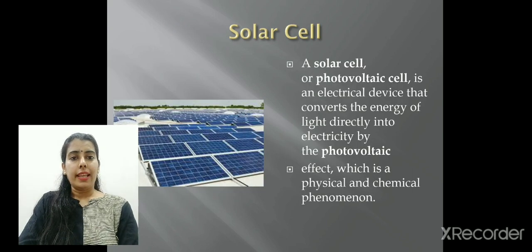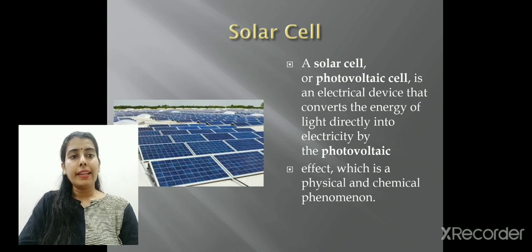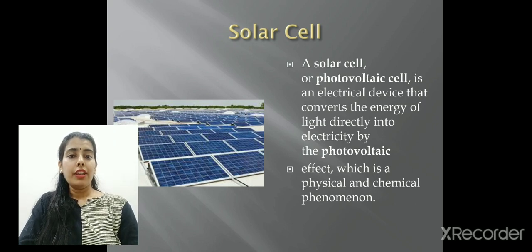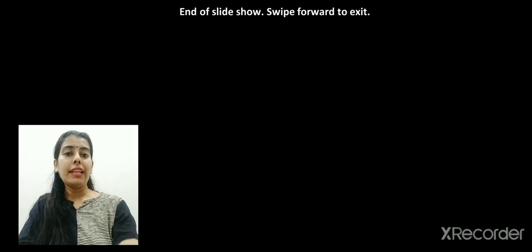Next is the solar cell. Solar cell, also called a photovoltaic cell, is an electrical device that converts the energy of sunlight directly into electricity by the photovoltaic effect, which is a physical and chemical phenomenon. These solar cells are very common these days. They are a good and cheap version of electricity and a renewable source of energy, because sunlight is available in plenty, so we can convert solar energy into electrical energy.